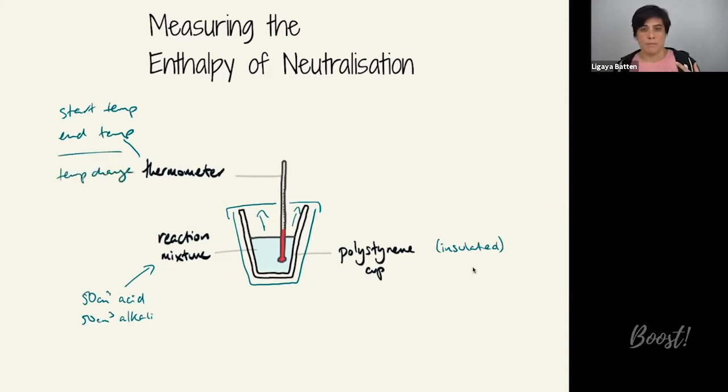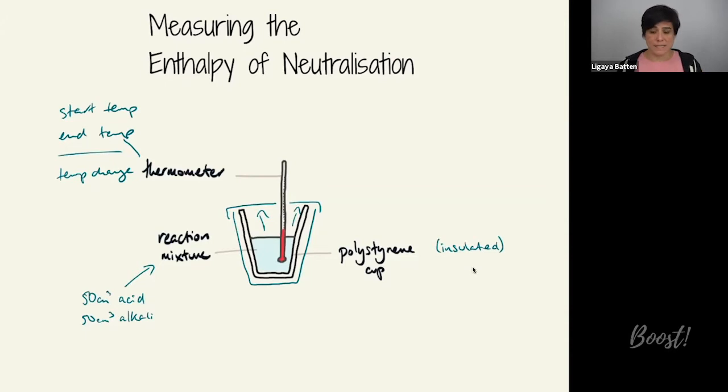Now, you may or may not already know, but neutralisation is normally a slightly exothermic reaction. So we would expect a slight increase in temperature that would end up giving us a slightly negative value for our enthalpy change of neutralisation. And that's just something that might be useful to know in case you're trying to check whether your results are what you would expect to see.